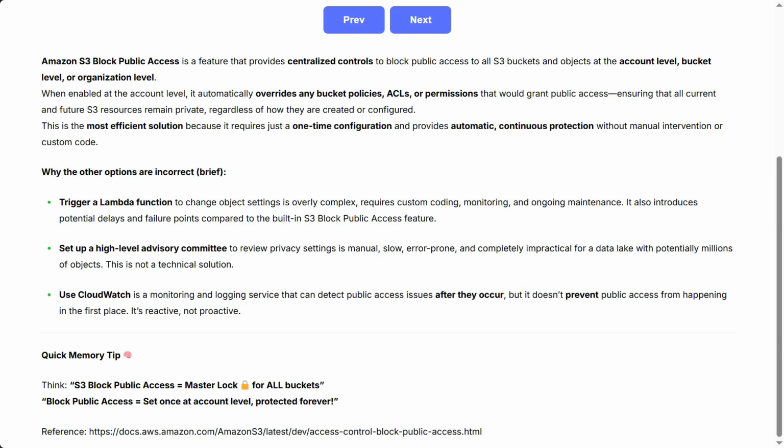Use CloudWatch is a monitoring and logging service that can detect public access issues after they occur, but it doesn't prevent public access from happening in the first place. It's reactive, not proactive. Quick memory tip. Think S3 block public access equals master lock for all buckets. Block public access equals set once at account level, protected forever.